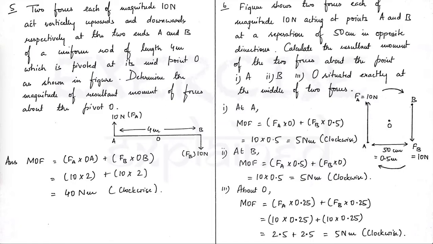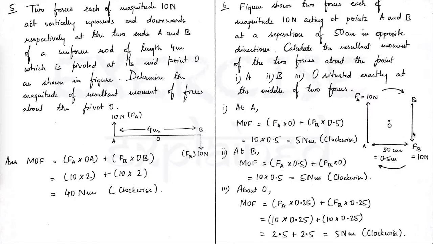So if we take the moment of this force Fa about the point A, it's going to be Fa into 0, because perpendicular distance is nothing. It is starting from this point only. So when it is starting from this particular point, we should understand that the perpendicular distance is 0 because it is acting on the point itself. So total moment of force is going to be Fa into perpendicular distance between Fa and A. So that's going to be Fa into 0 plus, here we have Fb.